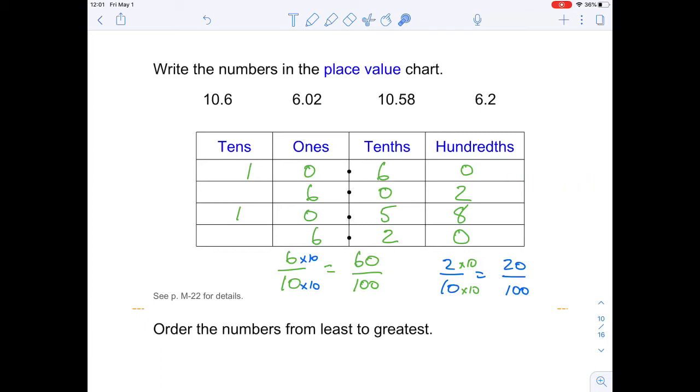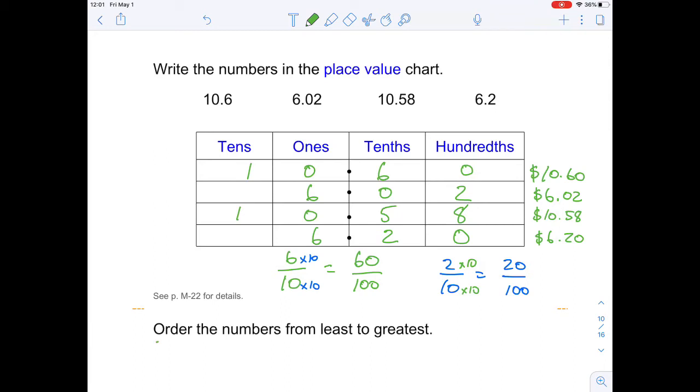And now we could talk about it as money. So here this is the same as $10.60. This is the same as $6.02. This is $10.58, and this is $6.20. Money always helps to understand decimals a little bit easier.